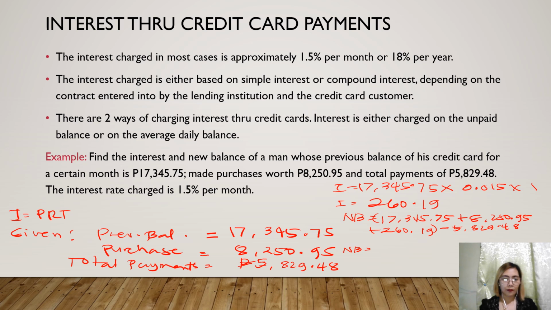17,345.75 plus yung purchase na 8,250.95 plus 260.19 minus 5,829.48. Ayan. So, ayan nga. Mali nga tayo kanina. 20,027.41. So, yung new balance natin is 20,027.41. Okay lang naman magkamali paminsan-minsan.